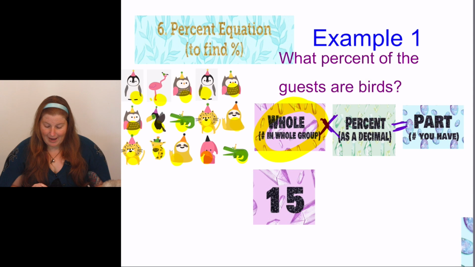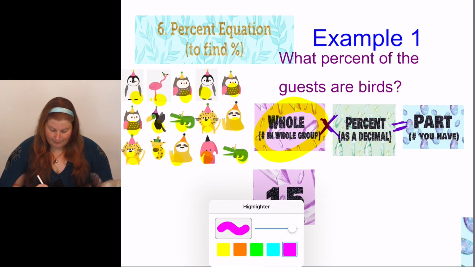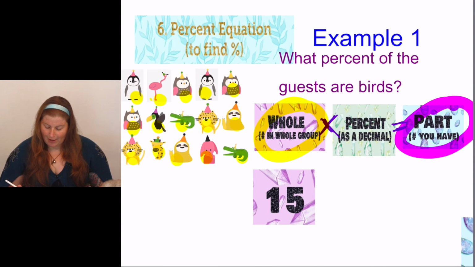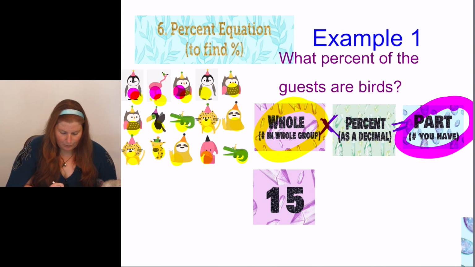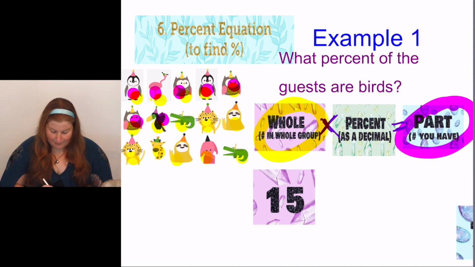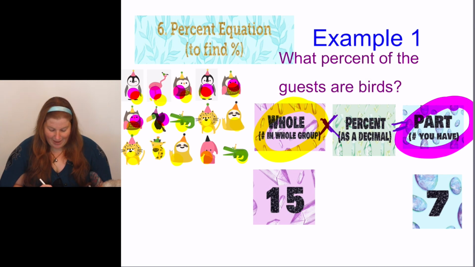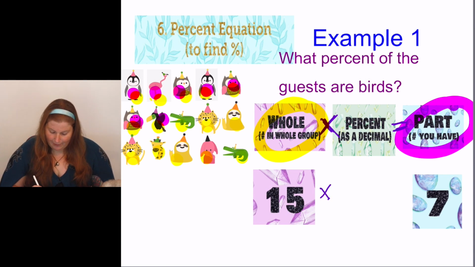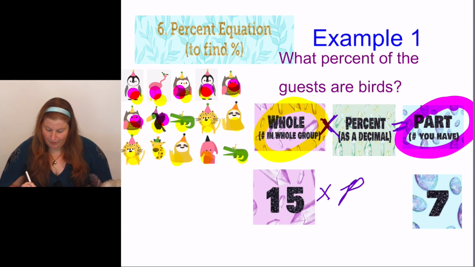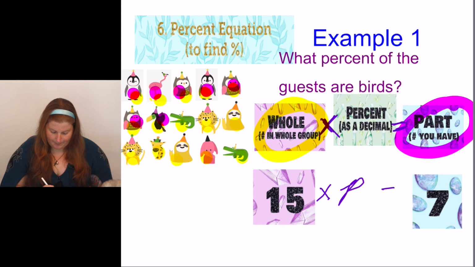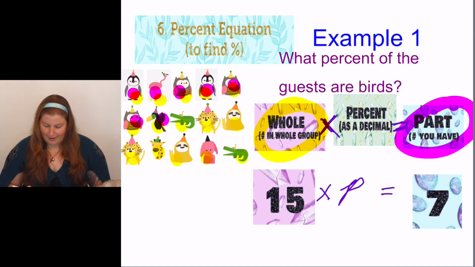Next, I have to find how many are birds. So to find out how many I have that are birds, let's count them. 1, 2, 3, 4, 5, 6, 7. Since I have 7 birds, I can replace that with the number 7. And that leaves me with the equation 15 times an unknown variable, or a percent, because we don't know what this is right now, is equal to 7.